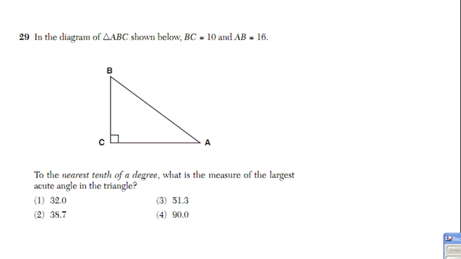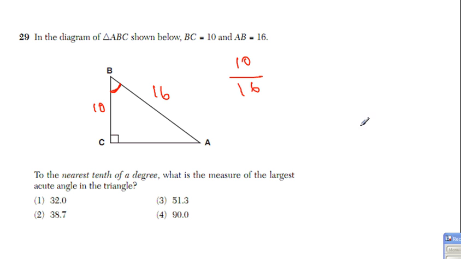Let's go for number 29. Here we have BC equal to 10 and AB equal to 16. The measure of the largest acute angle, we can try to find any one of these angles. Why don't we try to find angle B? Then these two are in the relationship of cosine, because it is adjacent over hypotenuse, which is 16.